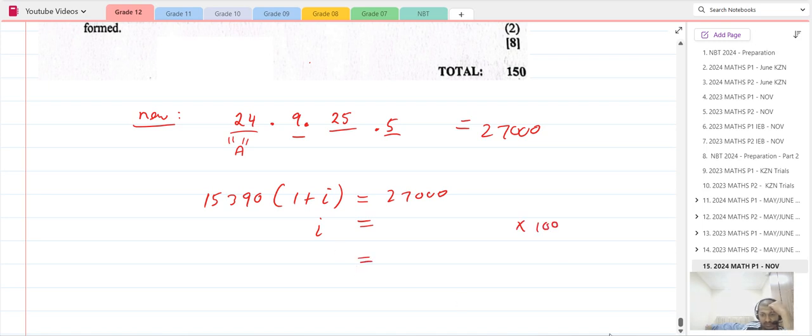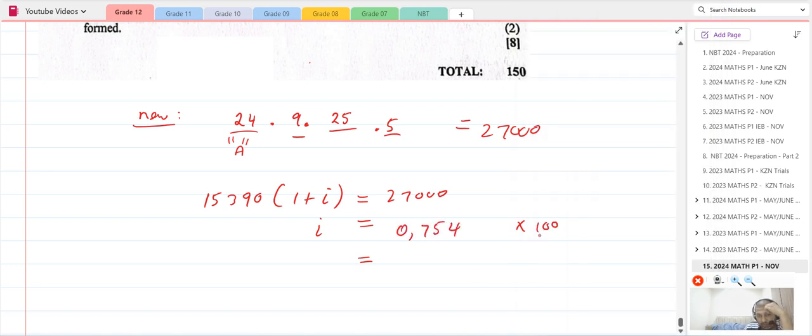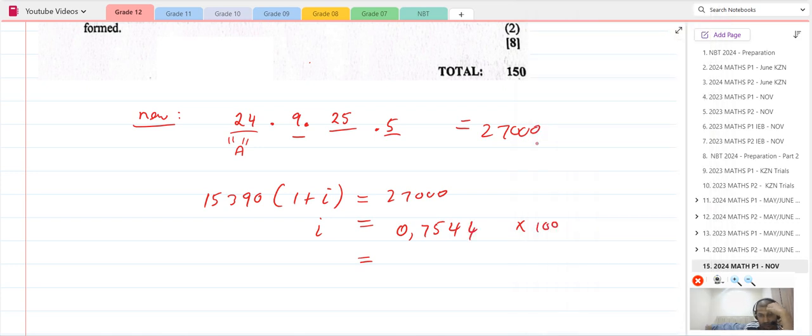So 27,000 divided by 15,390, minus 1, times 100. So I'm looking at 0.754, 0.75439, so 75.44%. That's what I'm looking at. That's the increase.